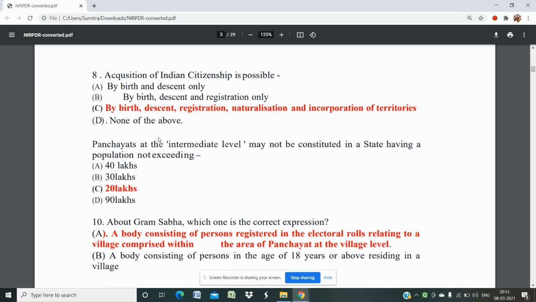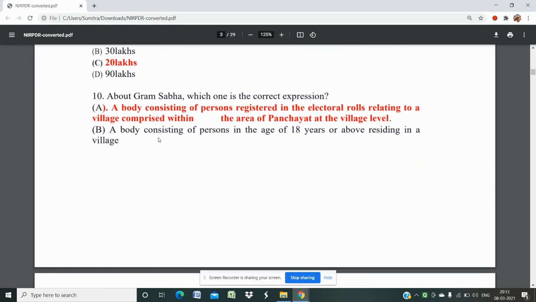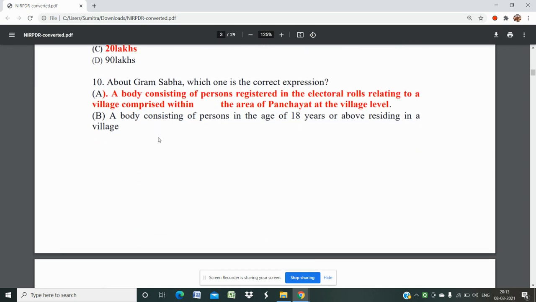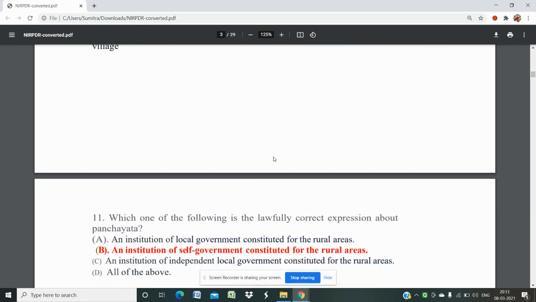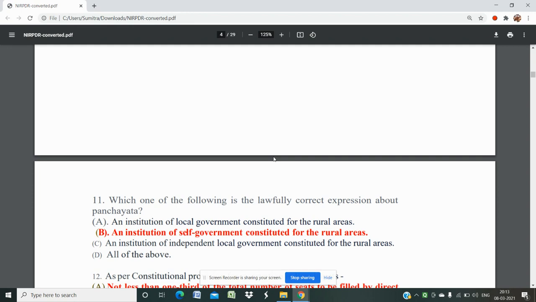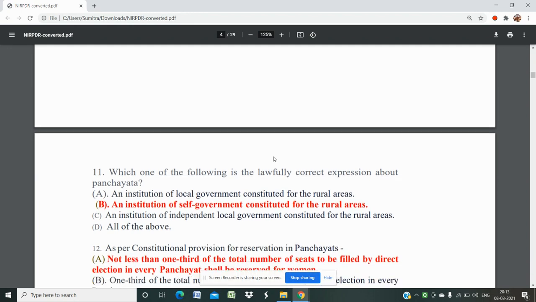Then question number 10 about Gram Sabha: which one is correct? A Gram Sabha is a body consisting of persons registered in the electoral rolls, at the age of 18 years or above, relating to a village comprised within the panchayat area, the panchayat at the village level. That statement about Gram Sabha is correct, and option B and option C are not correct. Then question number 11.